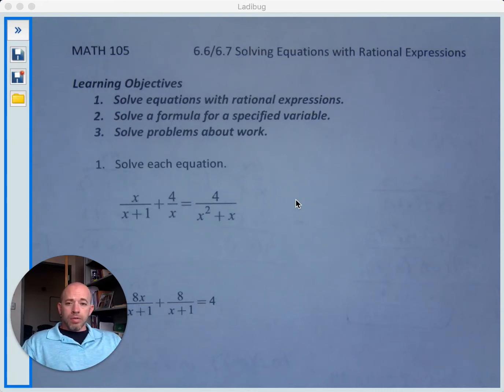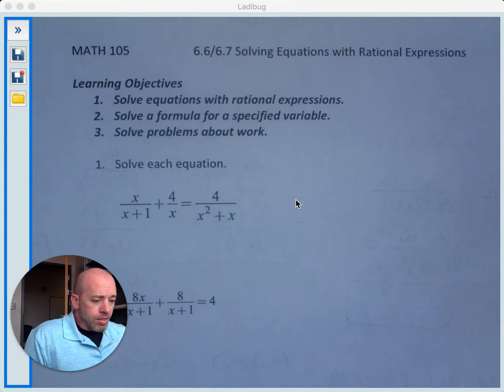Hey everybody, so you may notice that we skipped section 6.5. It's a section that I consider to be optional in this class, on complex fractions, so we're moving on to 6.6 and 6.7, and those sections I combine into one. They're all about solving equations with rational expressions and a couple of applications thrown in.